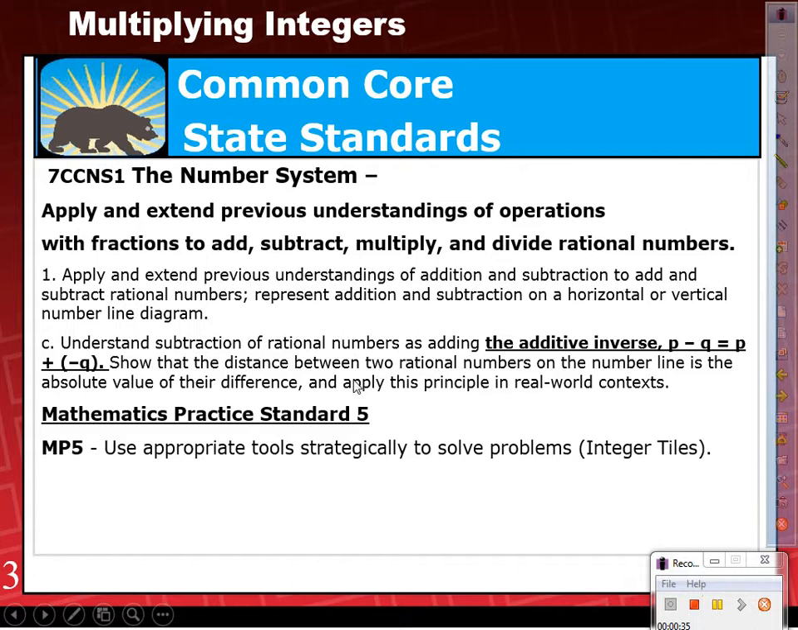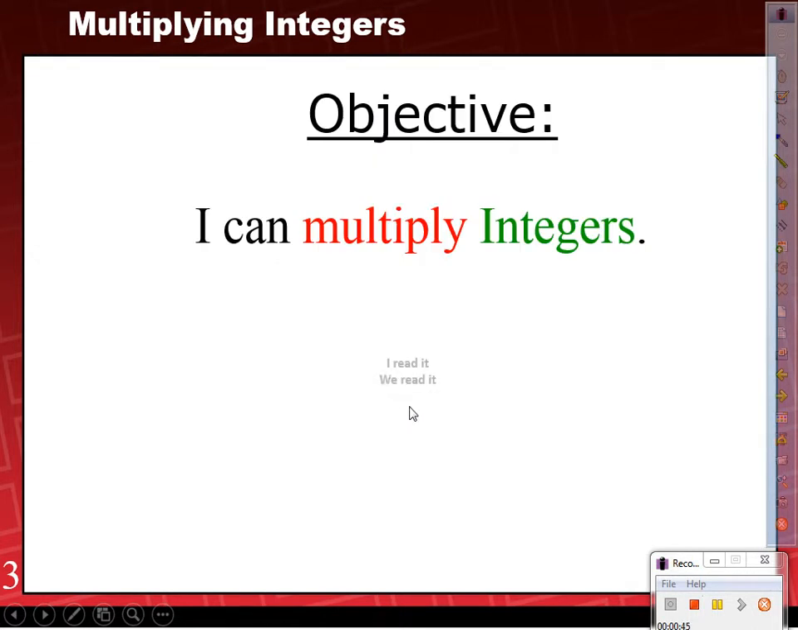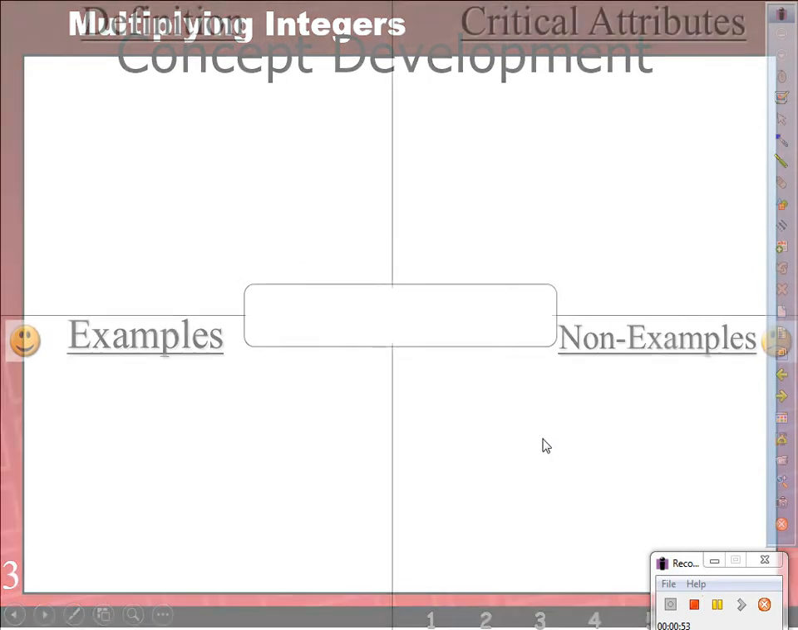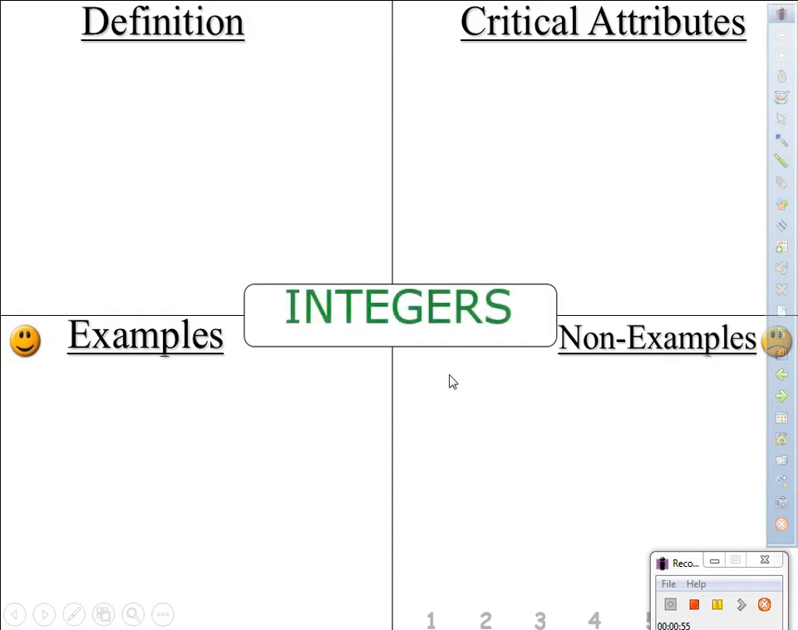Let's read together. 1, 2, 3. I can multiply integers. So, by now you should know what integers are. So, therefore, fill out your Frayer model by yourself. Integers. Focus, please. We've been dealing with integers for the past 2 weeks, so hopefully you already know what they are. So write your definition, examples, non-examples, and critical attributes. I'll give you guys about 1 minute. Go.